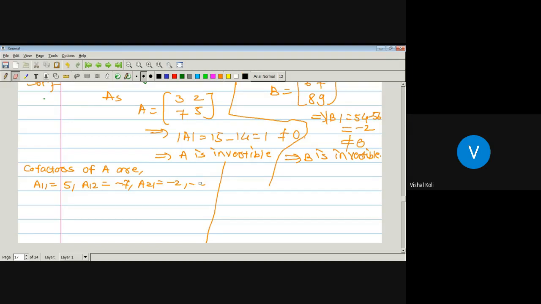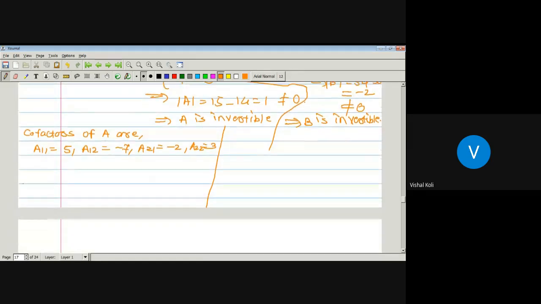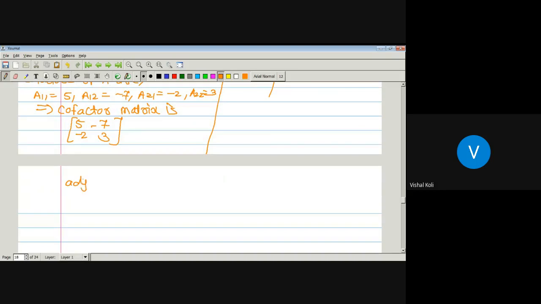So the cofactor matrix is equal to [5 -7; -2 3]. Then the adjoint of matrix A is nothing but the transpose of the cofactor matrix, which is [5 -2; -7 3].